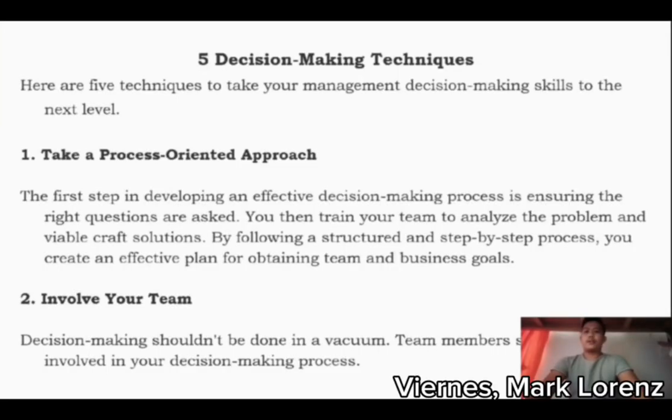Five decision making techniques. Here are five techniques to take your management decision making skills to the next level. First is to take a process oriented approach. It is a first step in developing an effective decision making process, ensuring the right questions are asked. You then train your team to analyze the problem and variables and craft solutions, by following a structured, step-by-step process to create an effective plan for obtaining team and business goals.